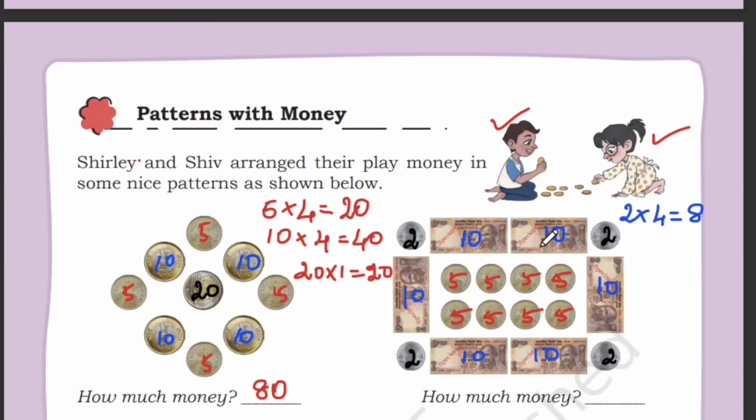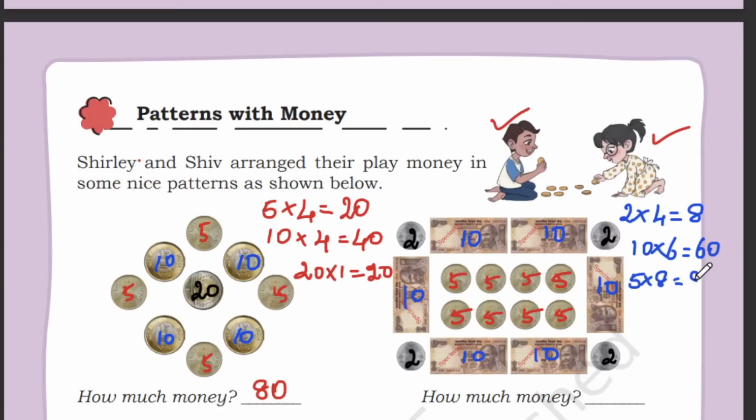So next we have 10 rupees. How many 10 rupees do we have? 1, 2, 3, 4, 5, 6. So 6. 6 tens are 60. And 5 rupees we have 1, 2, 3, 4, 5, 6, 7, 8. So 5 into 8, 5 eights are 40.